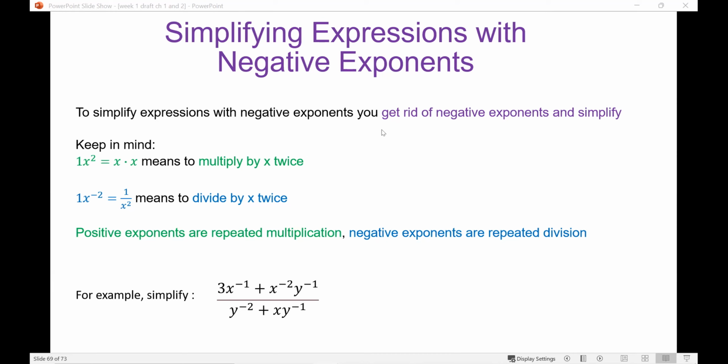So keep in mind, x squared means to multiply by x twice. X to the -2 means 1 over x squared, or in other words, divide by x twice. So positive exponents are repeated multiplication, negative exponents are repeated division. Okay. So let's do a simplification. We've got this fraction here that has a bunch of negative exponents inside of it, and we're going to want to simplify it.